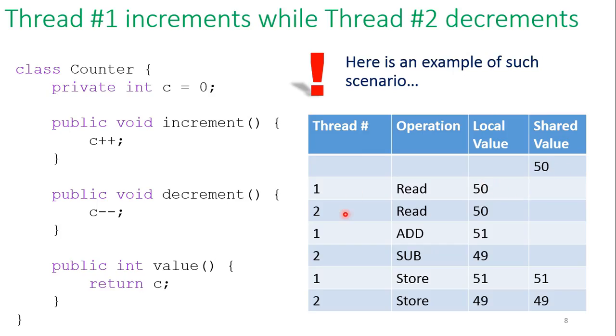Then we switch to thread 2. Well, thread 2 is trying to call the decrement method. It's trying to execute right now the C-- statement. So the first step again is to read the value from the shared field.